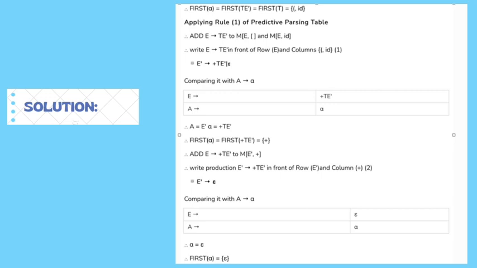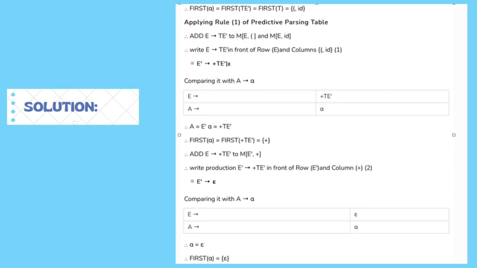Now take E dash tends to plus T E dash or epsilon. Comparing it with A tends to alpha, E dash tends to plus T E dash, A is equal to E dash and alpha is equal to plus T E dash. First of alpha is equal to first of plus T E dash is equal to plus. Add E dash tends to plus T E dash to M of E dash comma plus. Write the production E dash tends to plus T E dash in front of row E dash and column plus.